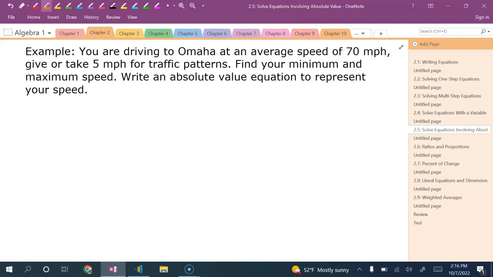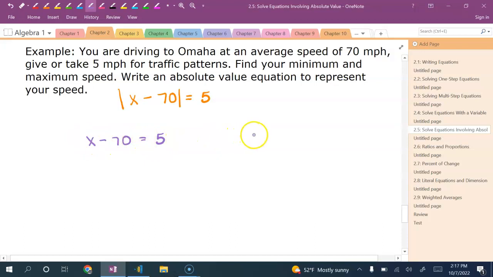So I'm going to start by writing the equation first. So you always do absolute value of x minus your middle, which the average speed is 70. So it's going to be x minus 70. And we set that equal to the 5, the give or take 5. So there's our equation. Now to solve this, you would set up your two equations like we were doing earlier.